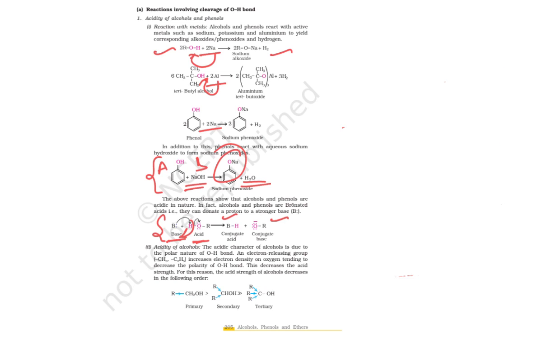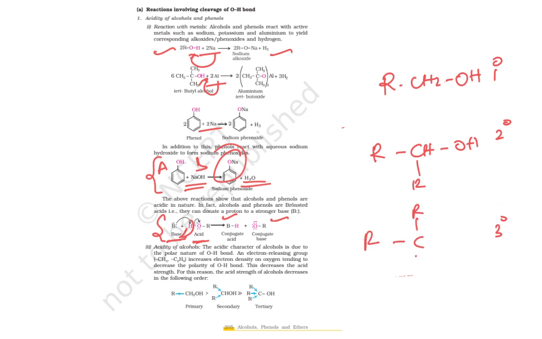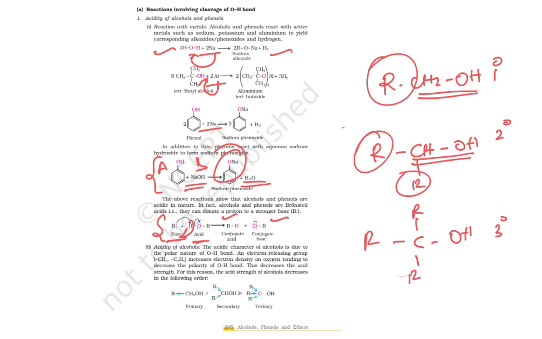Now we compare the acidity of primary alcohol, secondary alcohol and tertiary alcohol. Look here: RCH2OH is a primary alcohol. If there are two alkyl groups on the OH-bonded carbon, this is secondary. In the case of tertiary, there are three. So here there is one electron releasing group on the OH-bonded carbon, here two alkyl groups, and here three alkyl groups.